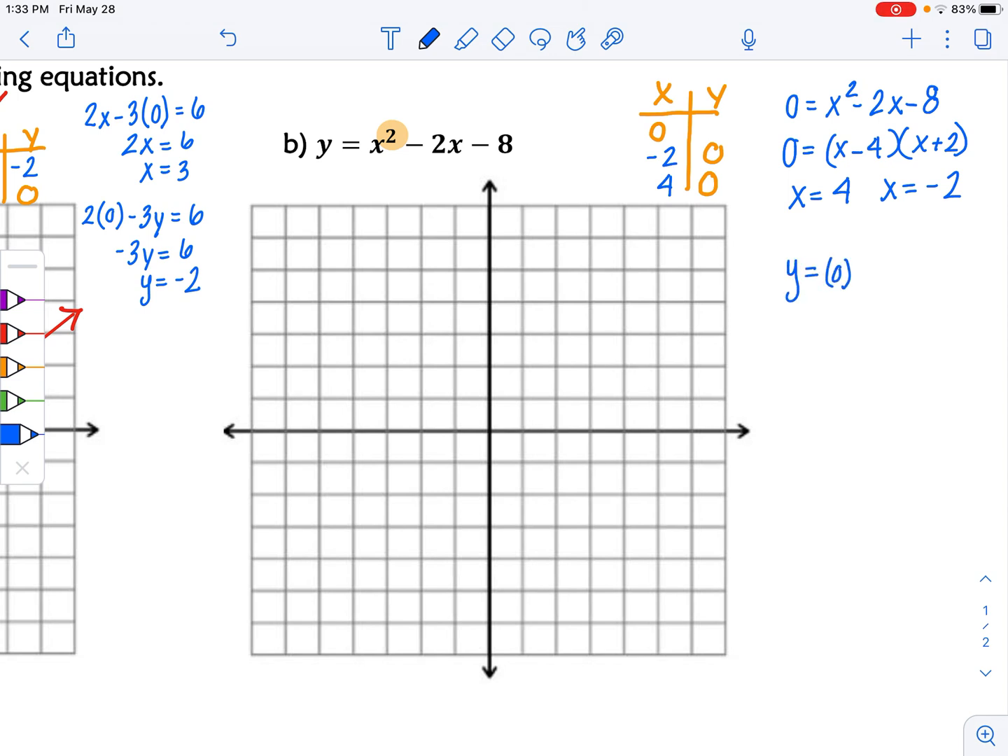The y-intercept means x is 0. That term goes away. That term will go away. I'm left with just y equals negative 8.